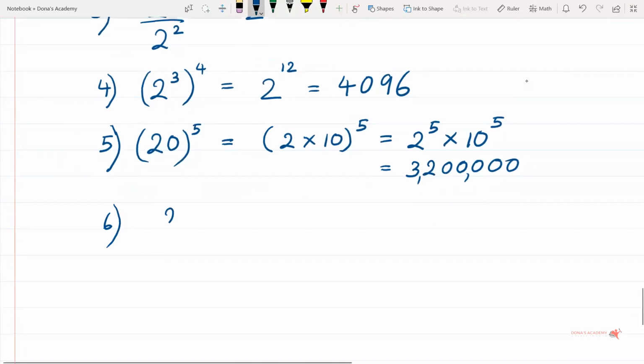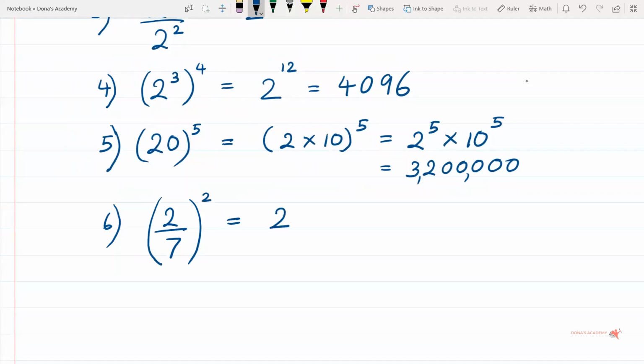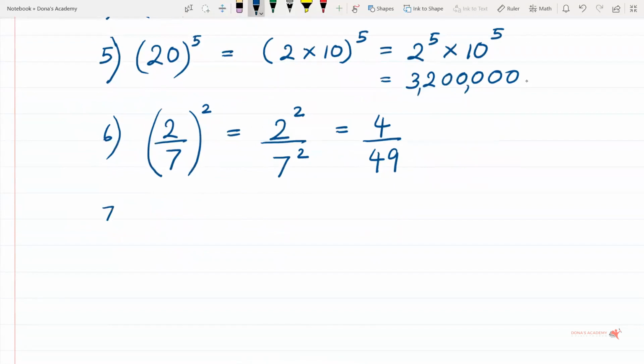Next one, the division. Different bases, same power. So again, we can expand it like this. 49.